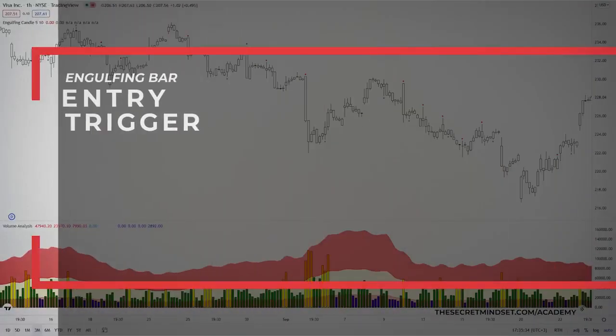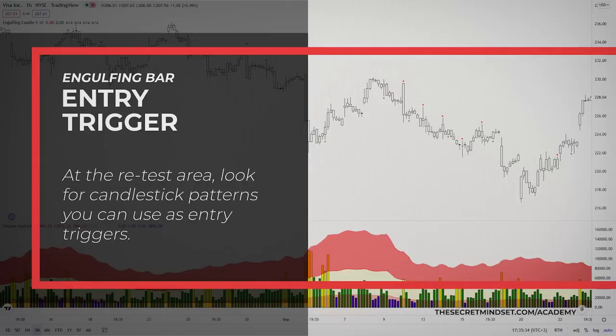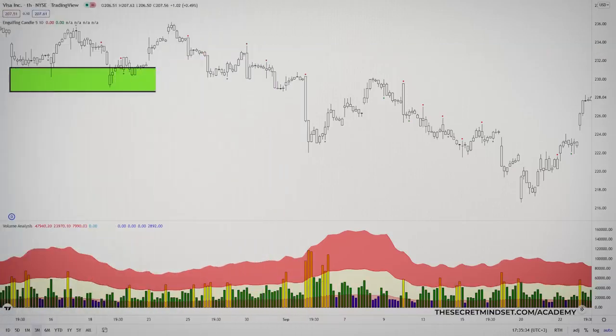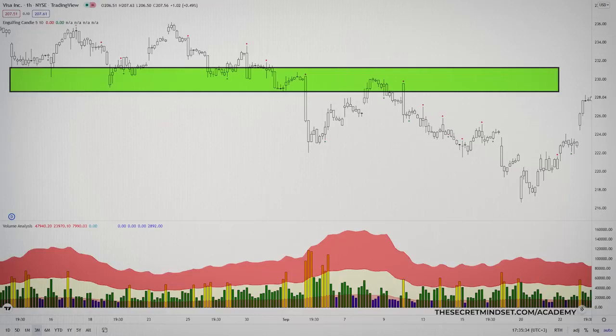I trade on higher timeframes, mostly on hourly, 4-hour, and the daily charts. When I see a market breaking a support, I like to watch the breakout on a lower timeframe to see if there are any candlestick patterns I can use as an entry into the trade. Here we have the breakout area.